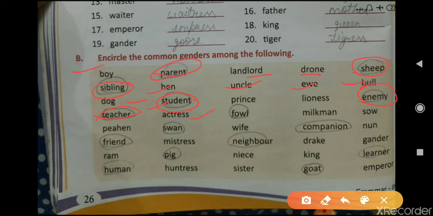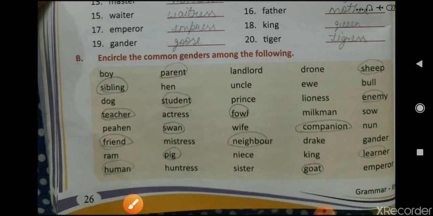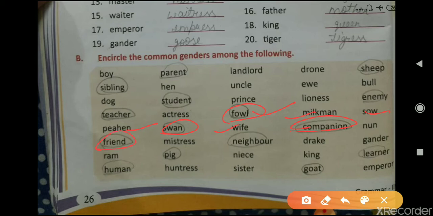Actress is a feminine gender, so no need to circle it. Then foal is a common gender, so circle this. Milkman, sow, peahen, these are not common gender, so no need to circle them. Swan is a common gender, circle this one. Wife is not a common gender. Companion is a common gender. Then again friend is a common gender, circle this one.